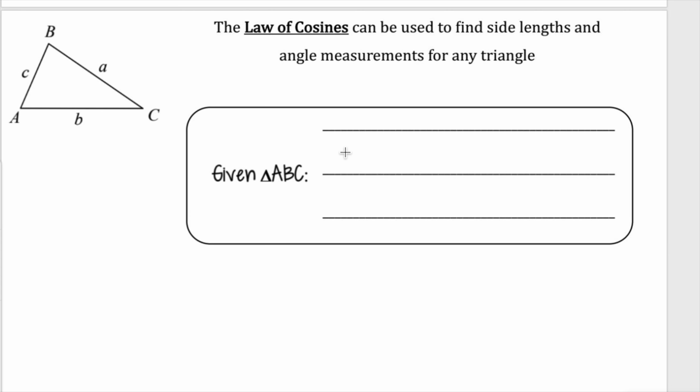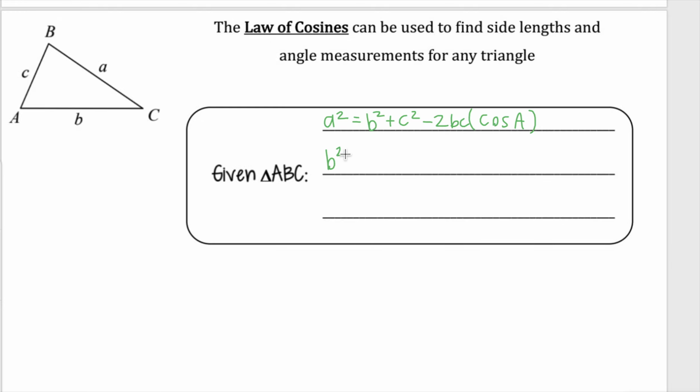So we have three different options of how we can use the Law of Cosines. If we want to find a, we can take a squared and set it equal to b squared plus c squared minus 2bc times the cosine of A. There are a lot of steps to do this, so make sure that you've got a calculator ready as well.